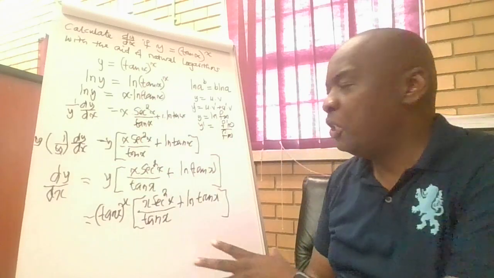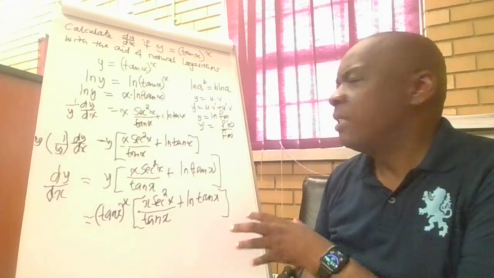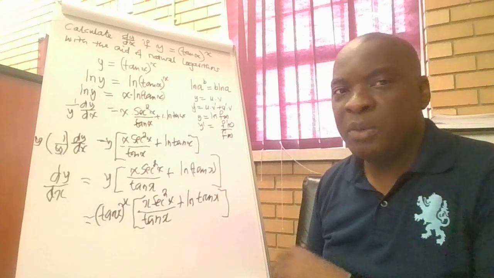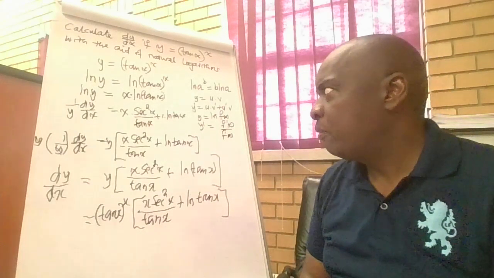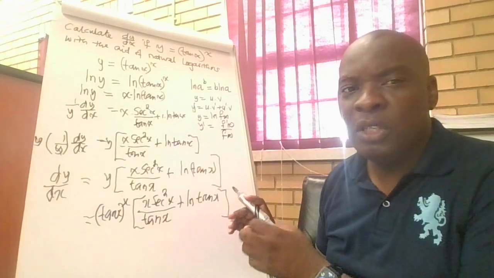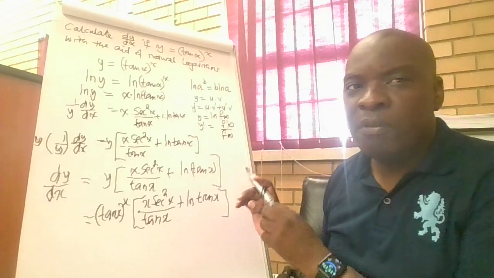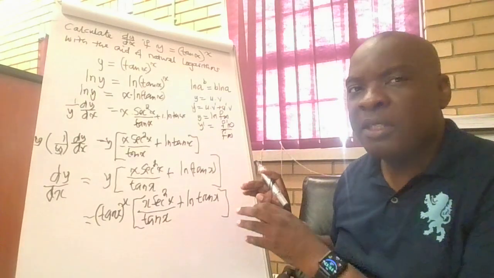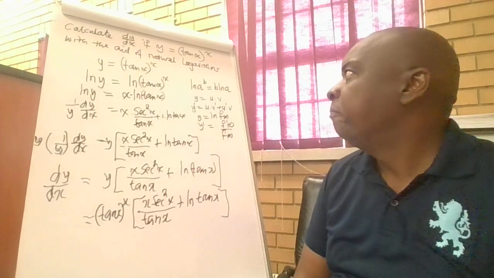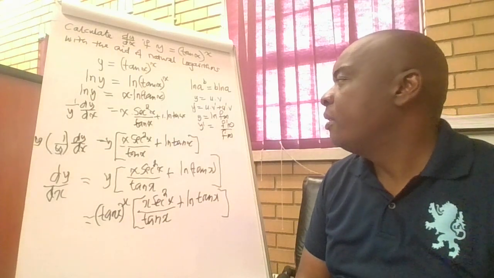So we have differentiated this function by taking advantage of natural logarithms. In other words, that's what we call logarithmic differentiation. So you find that as you are dealing with logarithmic differentiation, you must have prior knowledge of implicit differentiation. So yes, that's how we differentiate this function.